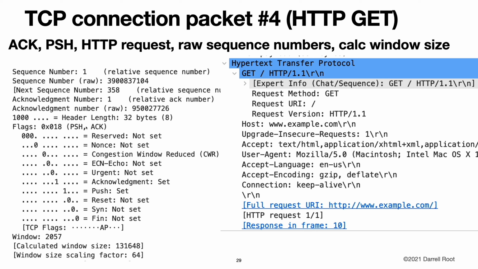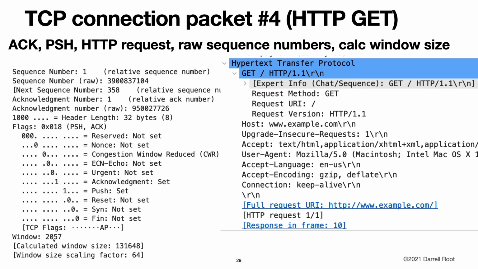The flags we're sending: the push flag, meaning this is the end of our data, this is our entire HTTP request, so you can pass that on to the application immediately. And we're sending the acknowledgement flag, where we're acknowledging octet number 1, meaning we have not received any data from the other side yet.